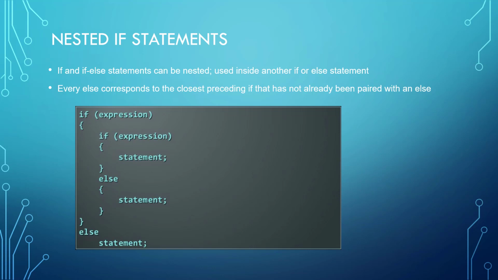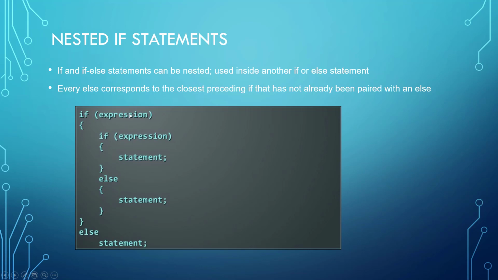Now, it can get a little bit more complex than what we've looked at, but it's not hard. So the if and if-else statements can be nested. So they can be used inside another if or else statement. Every else corresponds to the closest preceding if that has not already been paired with an else. So here, there's an if statement. My cursor is pointing to it, and it has an expression.